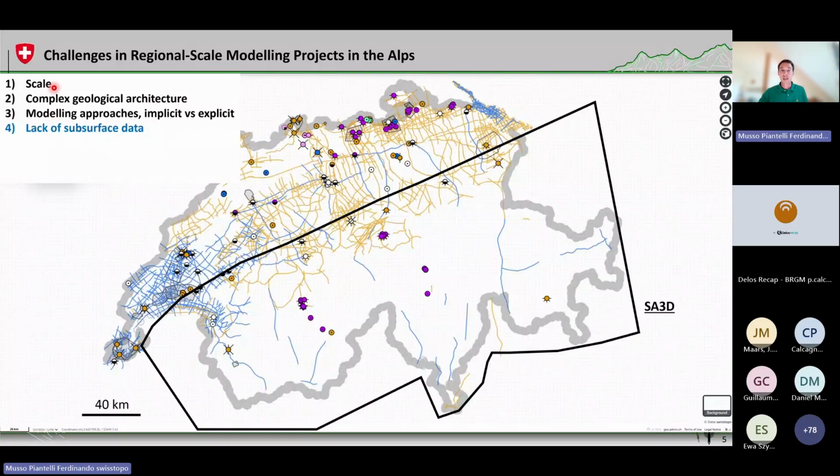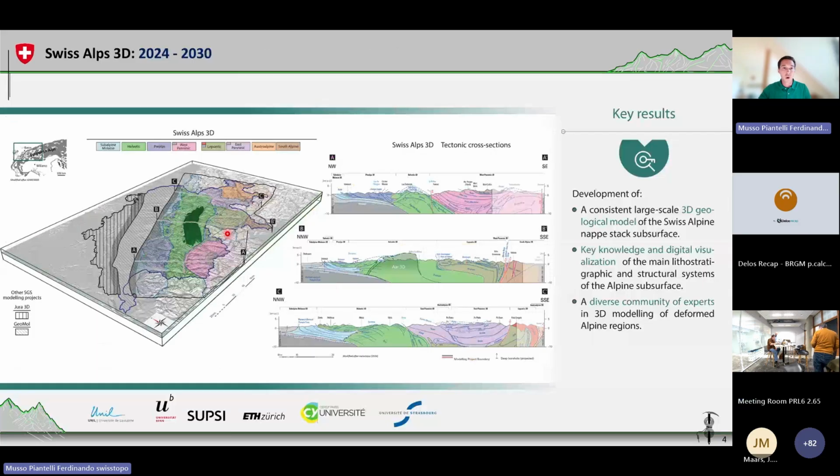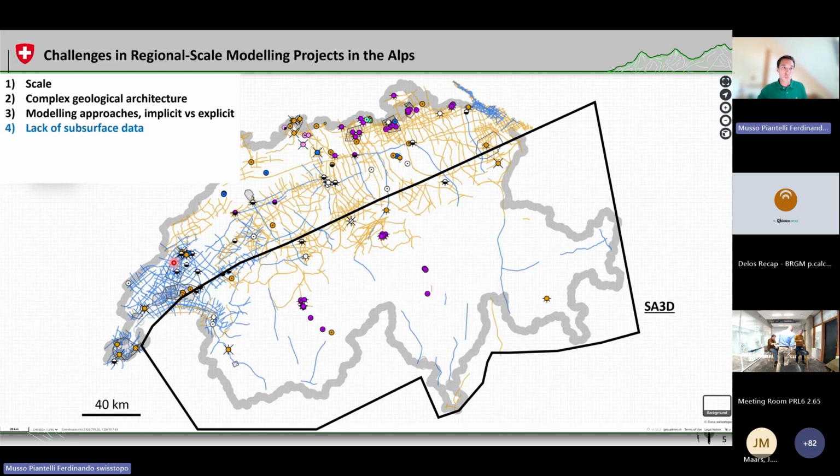The first one is the scale. We are talking about a very, very large modeling area, 60% of the country. As a second challenge, we have the complexity of the geological features that we are trying to model. As you can imagine, in alpine regions we have multiple deformation phases for each of the units that we try to model. And as you have seen in the slide before, each of these modeling areas presents its own characteristics, tectonic history, evolution, and therefore challenges to model.